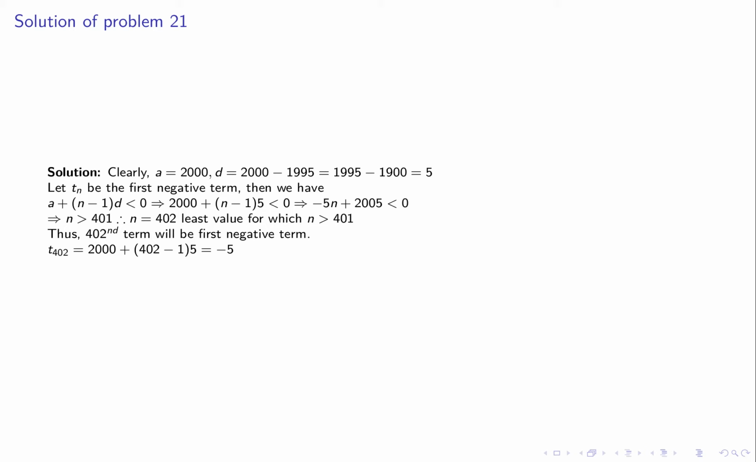Now substituting the values, we have 2000 plus n minus 1 into 5 less than 0, which gives us minus 5n plus 2005 less than 0, which evaluates to n greater than 401. So the next integer greater than 401 is 402. So the 402nd term will be the first negative term, and we substitute it back into the formula for the nth term: 2000 plus 402 minus 1 into 5, that gives us minus 5.